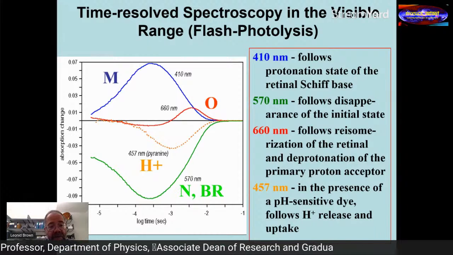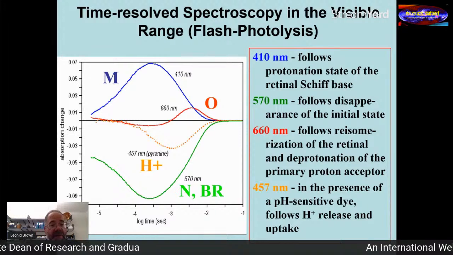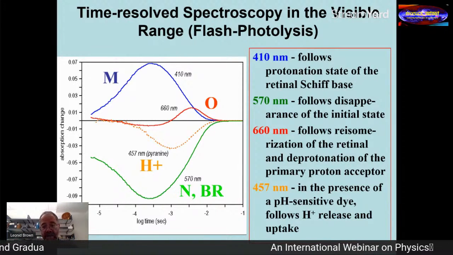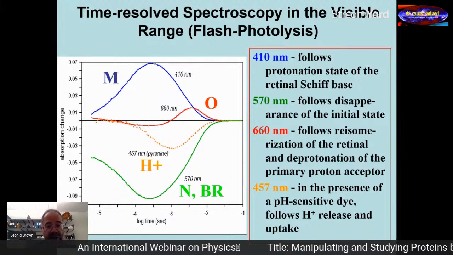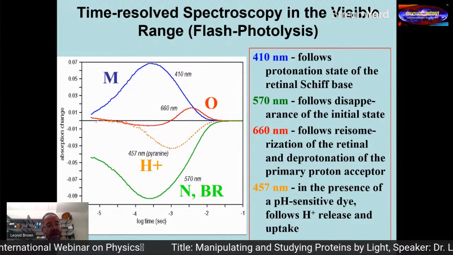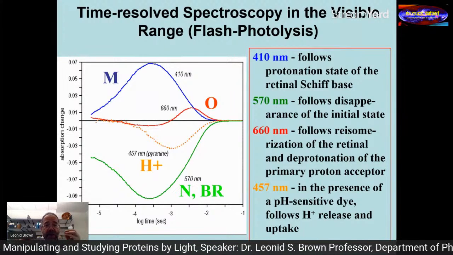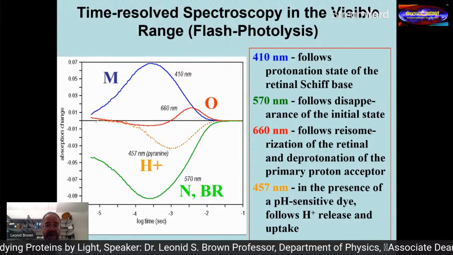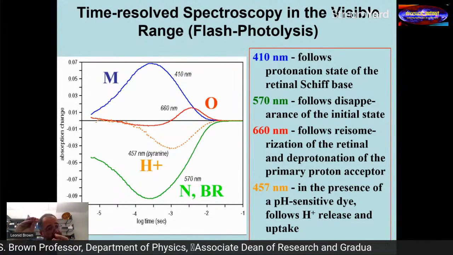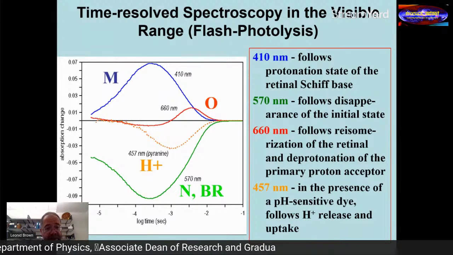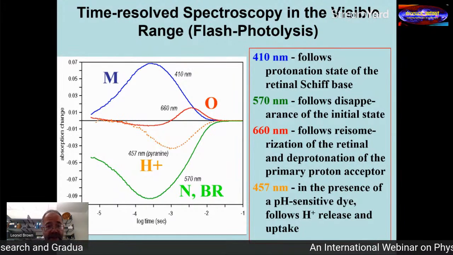For example, if you measure at 410 nanometers, you can see deprotonation and reprotonation of the active center of bacterial rhodopsin, of the retinal. Here you can see isomerization, the change in the shape of retinal. You can also add a pH-sensitive dye, and you can actually see in real time how your protein spits out protons and absorbs them back. So, a fairly powerful method, even though very simple technically.